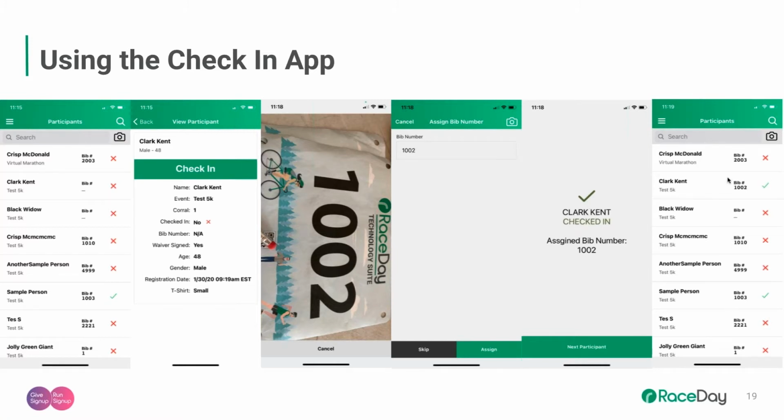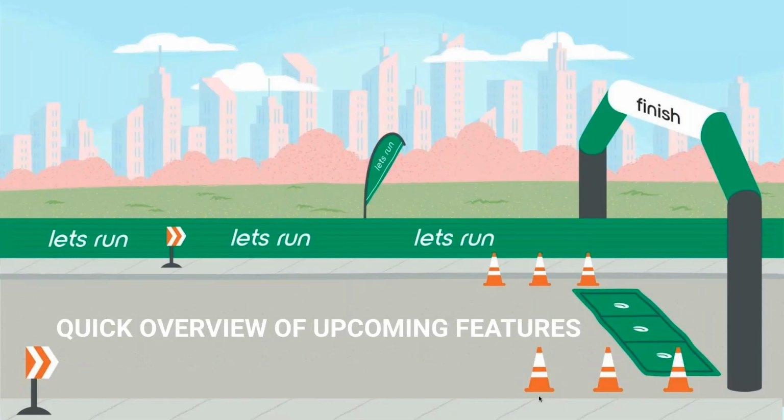If I go back in, now I see Clark Kent 1002. If you go back over here, Clark Kent does not have a bib number. Now he has bib number 1002 with a check mark. Boom, he's checked in, ready to go. It's as simple as that.